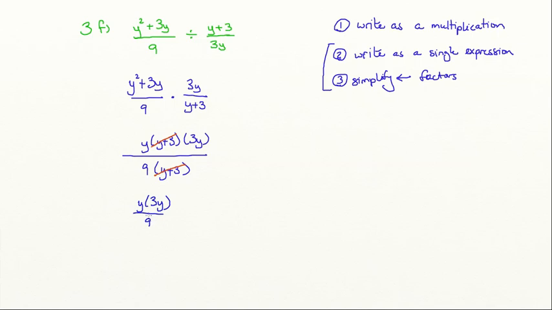I have 3 over 9. So I can divide the top and bottom by 3. 3 divided by 3 is 1. 9 divided by 3 is 3. So my answer is going to be y times y, which is y squared over 3.